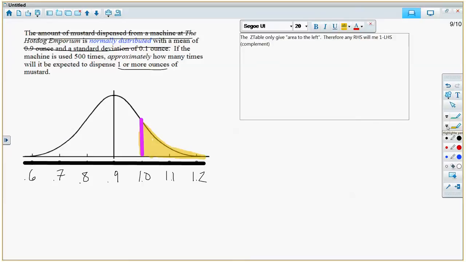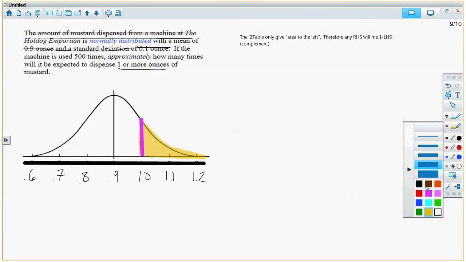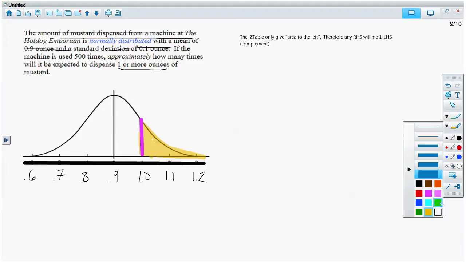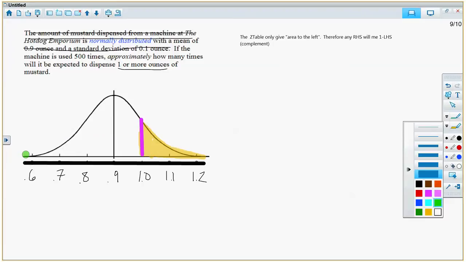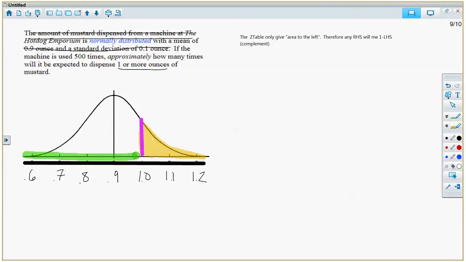So what I'm going to do is take my handy dandy highlighter and we'll color it green. The table is only going to give us the left-hand side of your mark. So the table will only give us the green area. We don't want the green area. What does the question ask for? The green area or the yellow area? It asks for the yellow area. Well, the yellow area is the right-hand side.